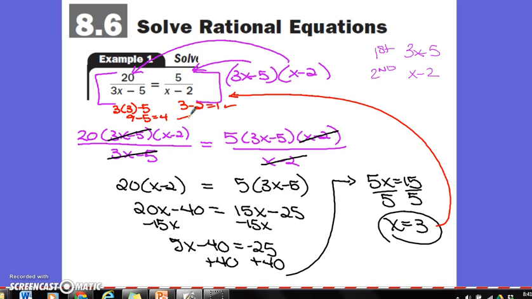We're checking to see if they're 0 because you can't have 0 in your denominator. If you have a 0 in your denominator, it makes it undefined, and you would have to reject this x equals 3. So we didn't have to reject it. We're good. We can move along.